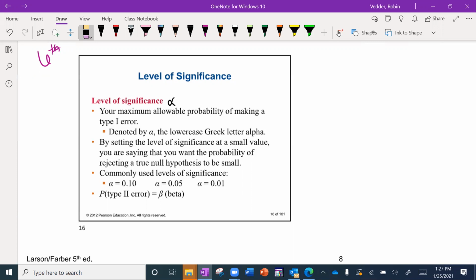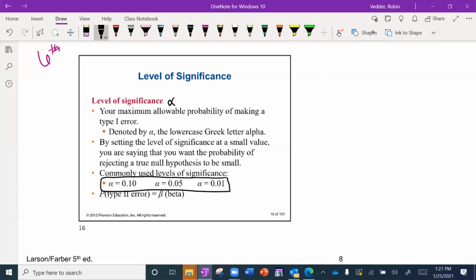And for our purposes, when we do levels of significance, the ones that we are going to see are alpha equals 0.1, alpha equals 0.05, and alpha equals 0.01. Those are the only alphas that we're going to be using in this course.